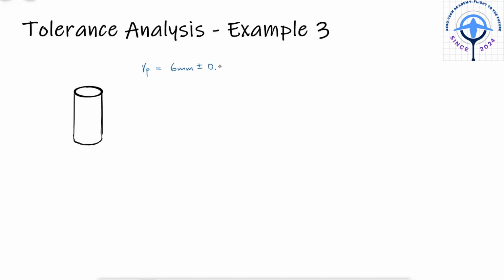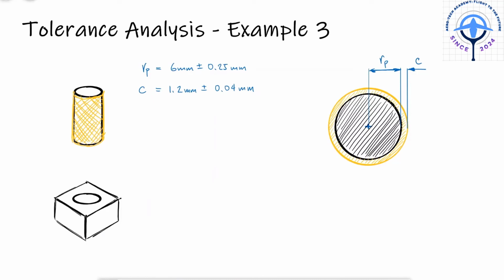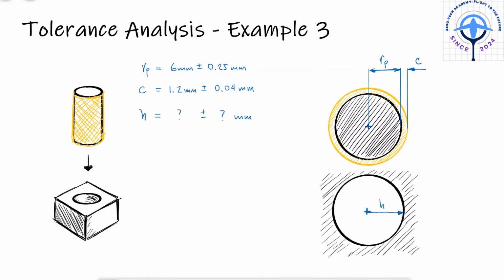A 6mm radius dowel pin will undergo a process of hot dipping to add a layer of protective coating. The pin is to be press-fit in a hole that you, as the engineer, are dimensioning and drilling. The interference window we have is from 0 to 0.8 millimeters. What is the dimensioning of the hole?